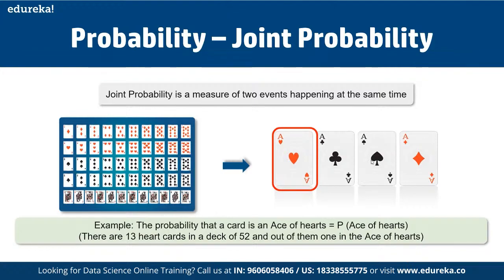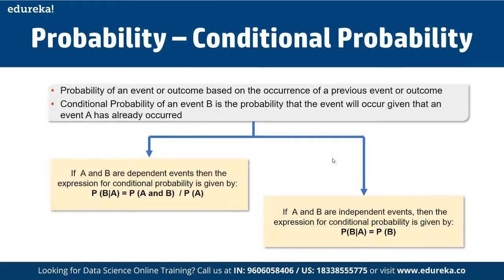And then we have conditional probability, which is the measure that an event will occur only if some other event has already occurred. It is dependent on the previous event. For example, if A and B are dependent events, then the expression for conditional probability is given by the probability of B given A is the probability of A and B divided by the probability of A. And if A and B are independent events, then the conditional probability is given by the probability of B itself.